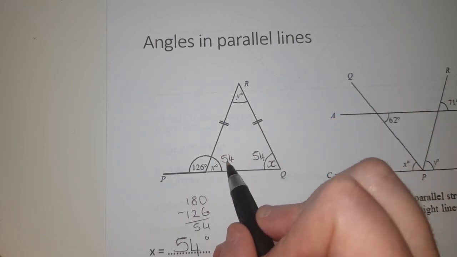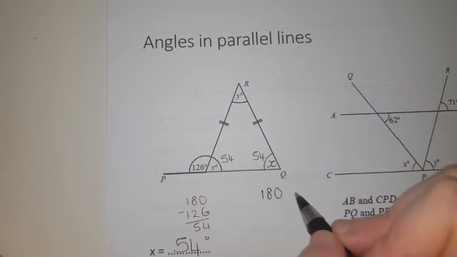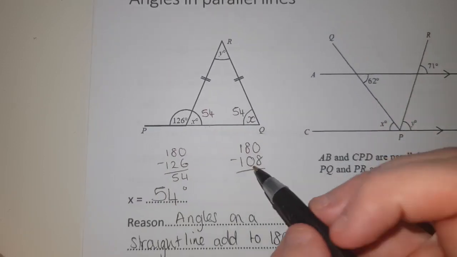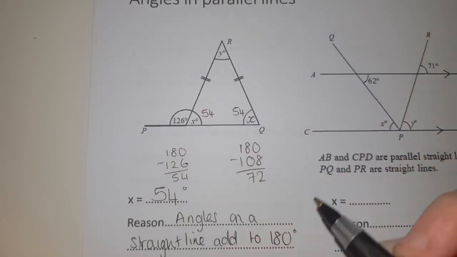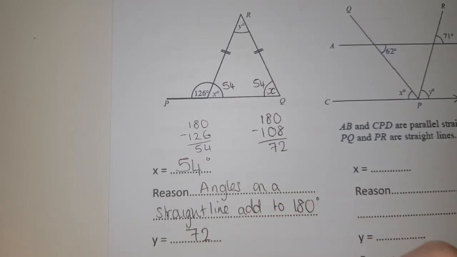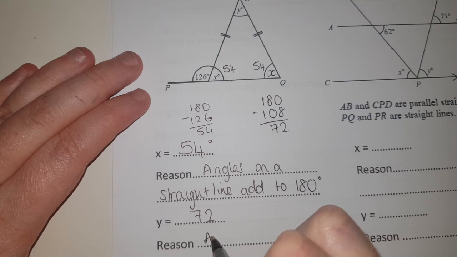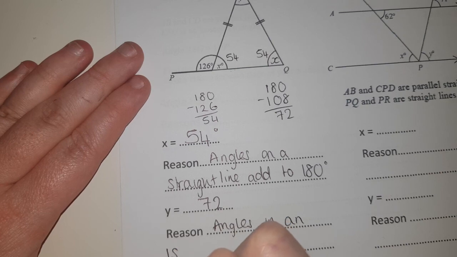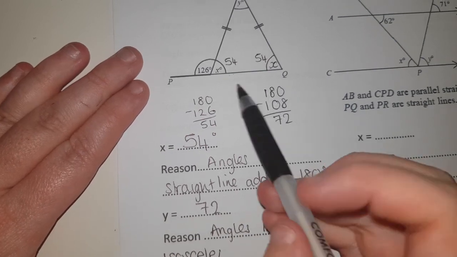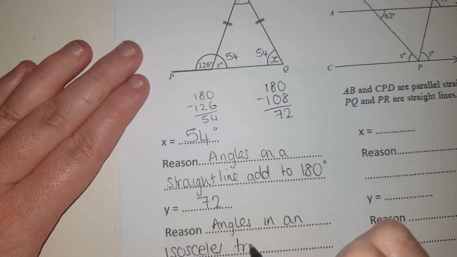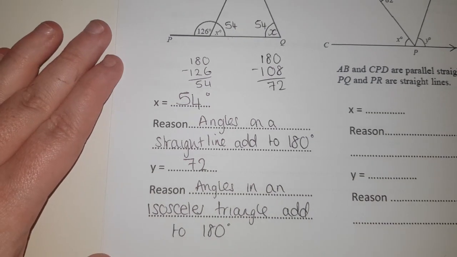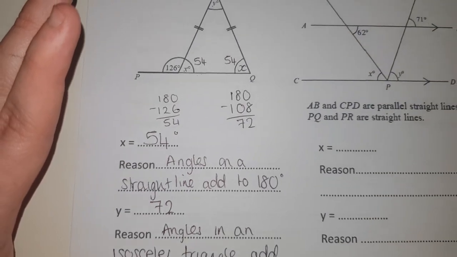Okay, that means if this angle here is 54 degrees, then this angle here is 54 degrees. So far I've got 108. So to find angle Y, I do 180 subtract 108, because we know angles in a triangle also add up to 180. 180 subtract 108 is 72. So angle Y is 72 degrees. And you need to state angles in, and this time we are going to put isosceles triangle, just so that they understand why we've got these two the same. Isosceles triangle add to 180 degrees. Okay, so hopefully that one's a little bit more straightforward now.